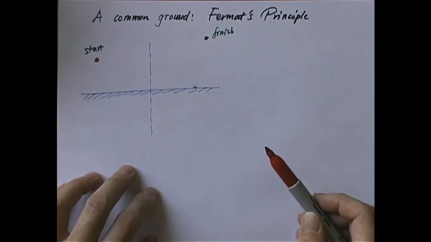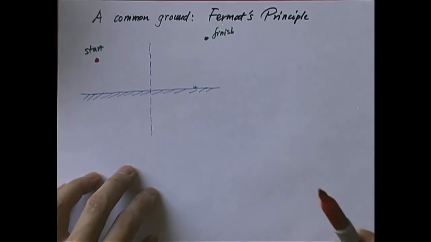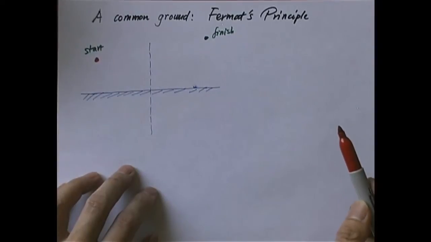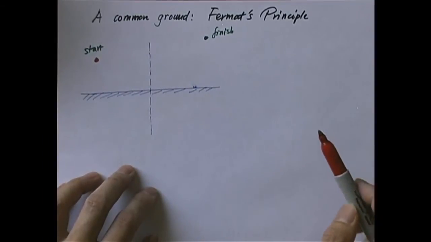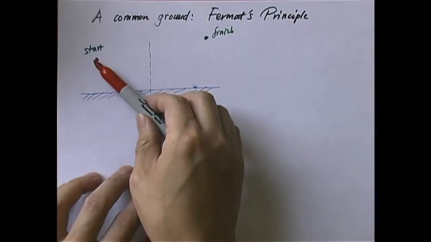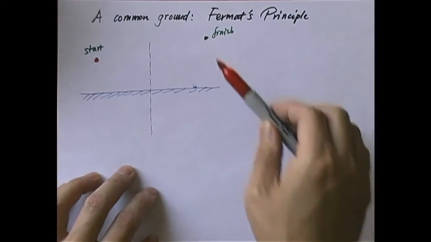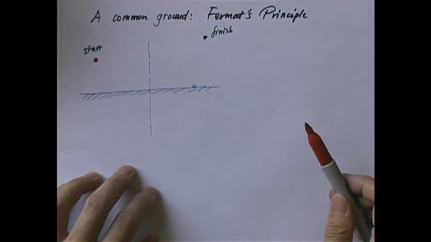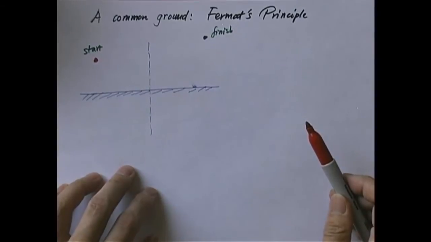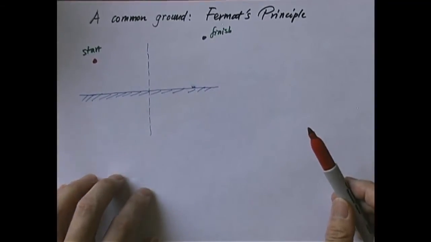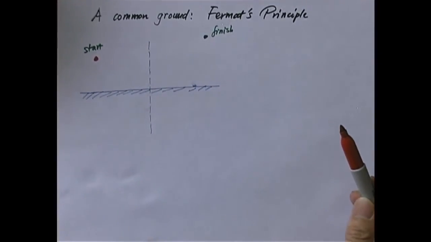According to Fermat's principle, the idea is very simple. Light always picks an optimum path, which will allow it to travel from the starting point to the finish point in the shortest possible time. That is the famous Fermat's principle. It's very elegant. It doesn't matter whether it's reflection or refraction or anything.